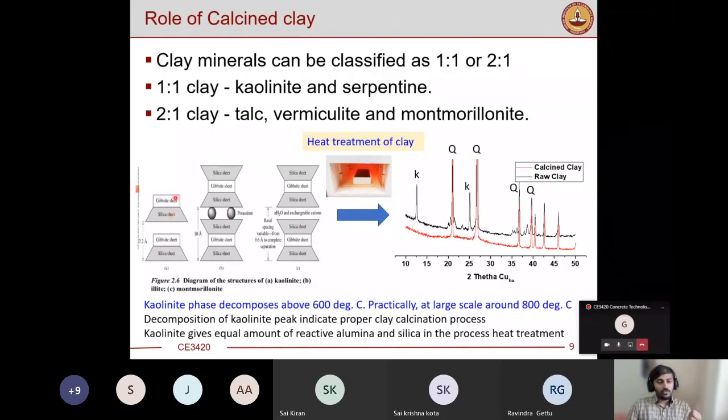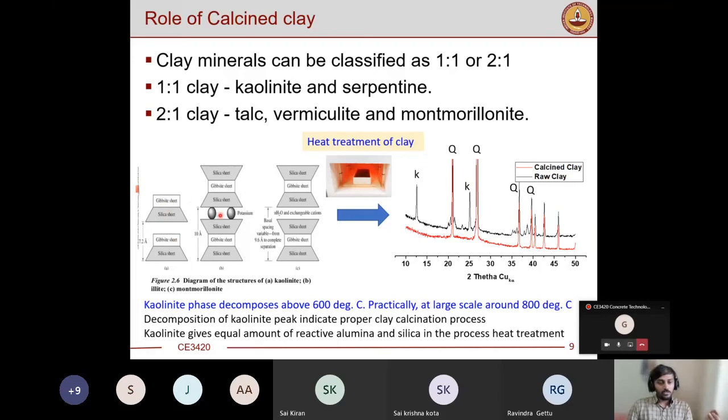So what you have is kaolinite is a form of clay which is called 1:1 clay, and the other forms of clay are 2:1 clay, right? So when you have 1:1 clay, what it indicates is you have equal amount of alumina and silica. So for example, if you see this crystal structure diagram, you have a silicate sheet and gypsite, right? So gypsite is nothing but aluminum hydroxide, right? So when you have one layer of silica sheet and one layer of gypsite, which means you have silica and alumina in equal amount, right?